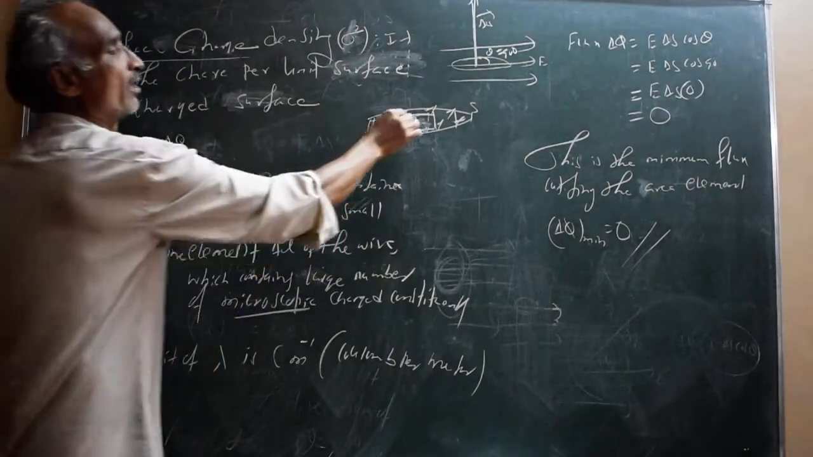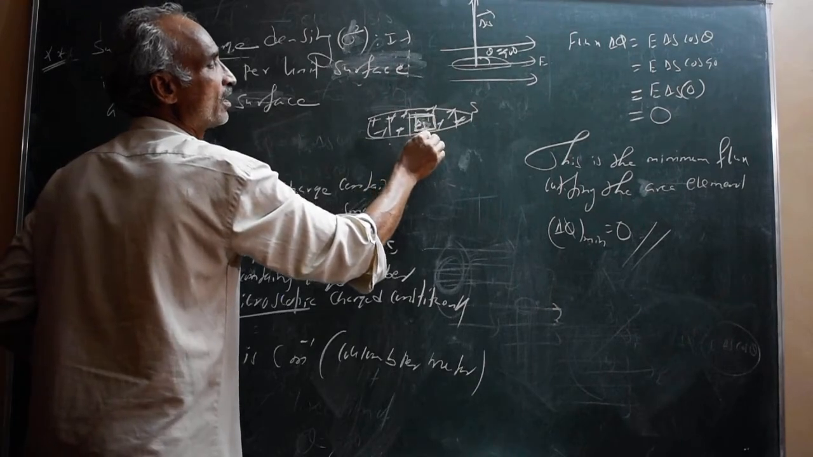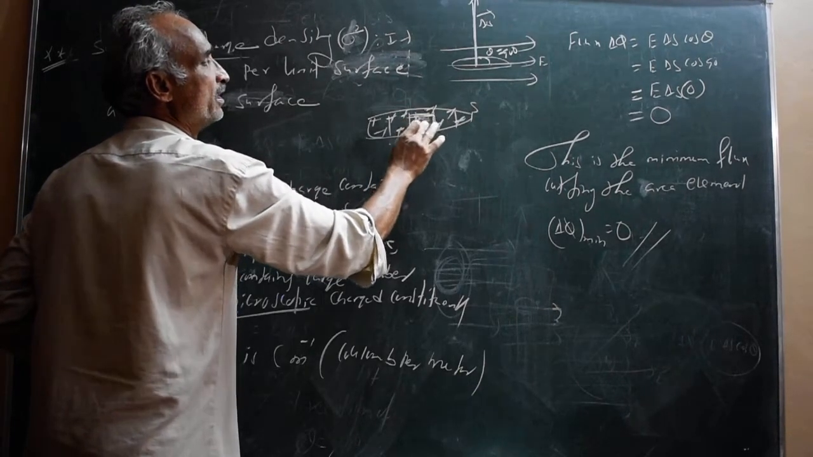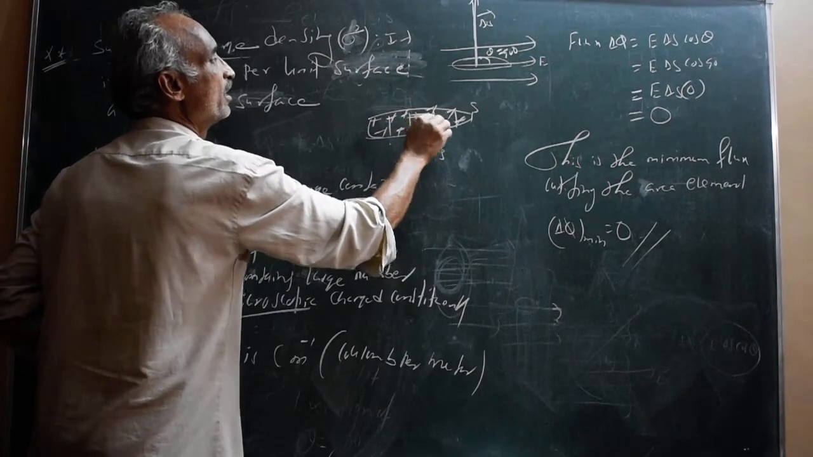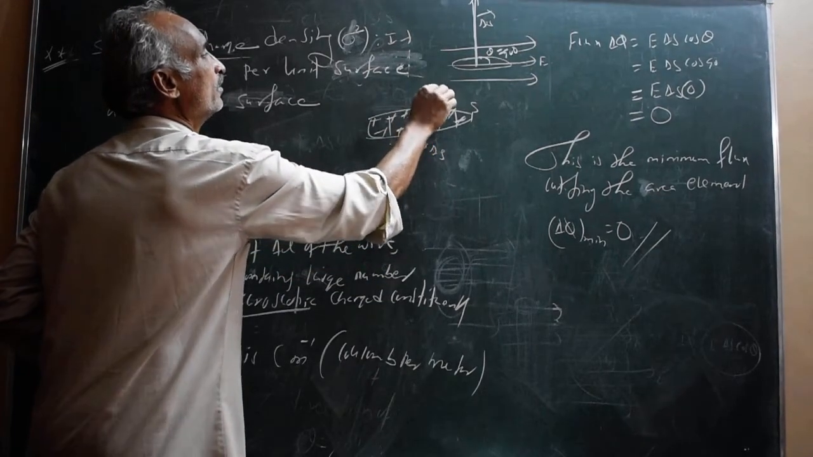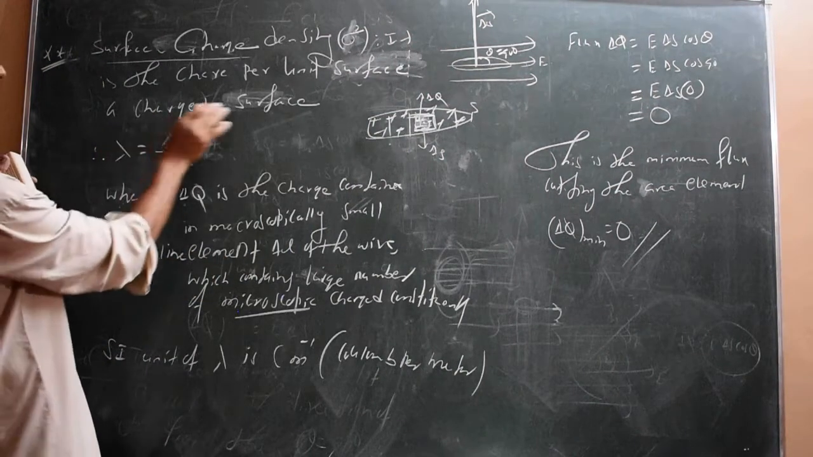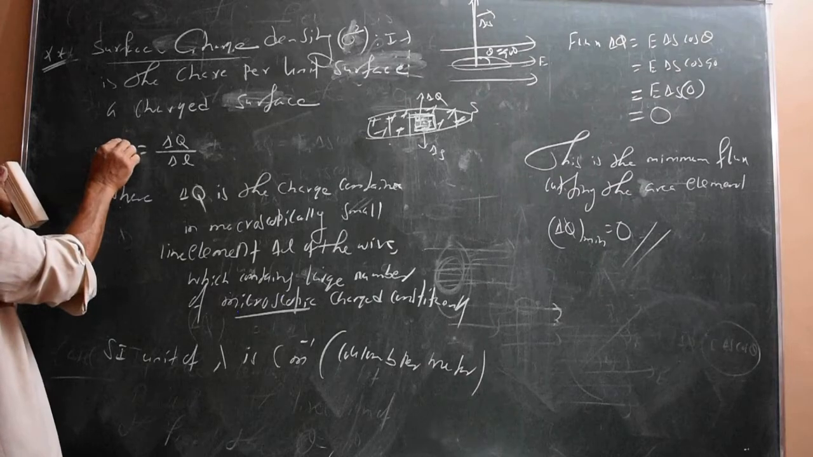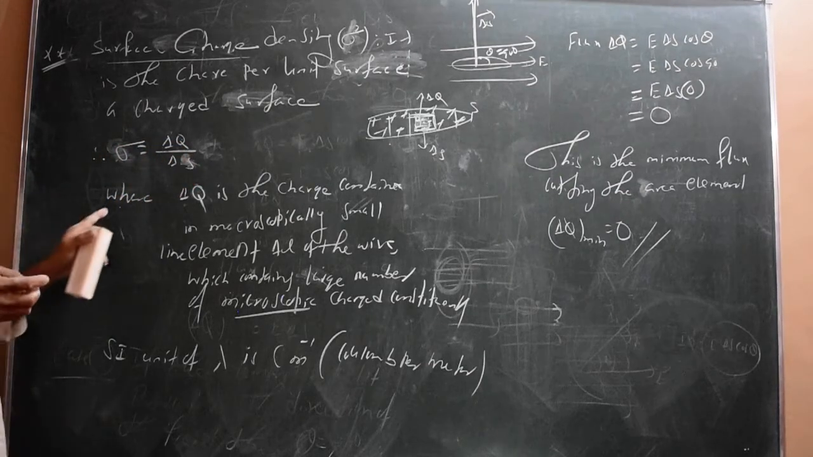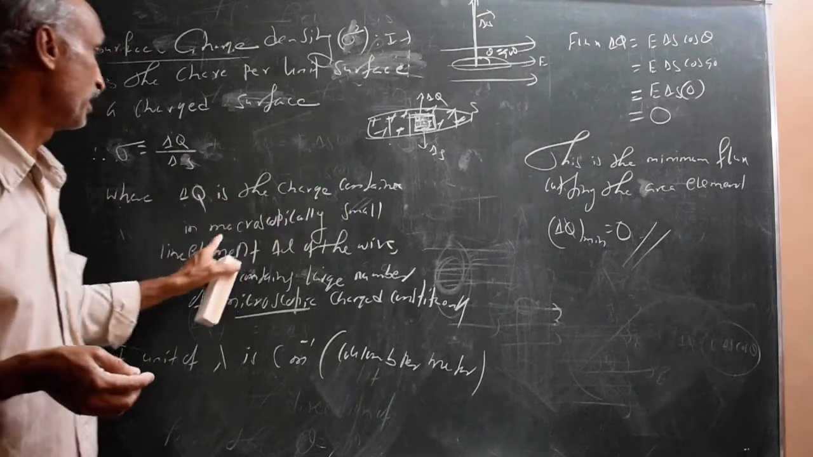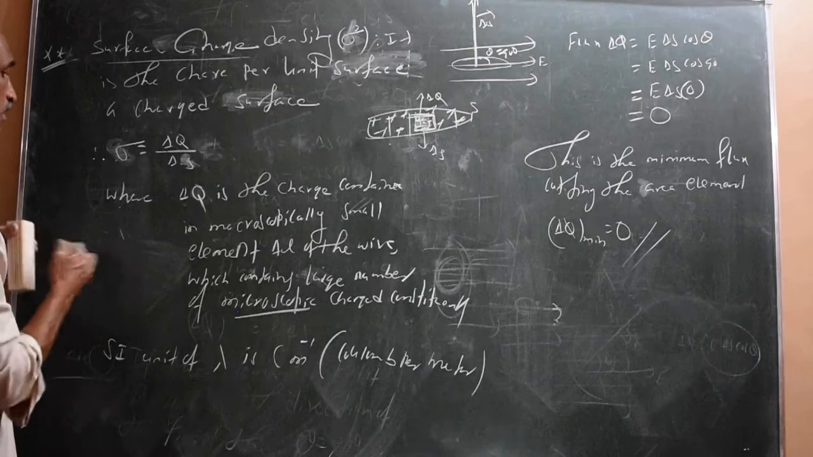I have taken a charged surface element here. This is delta S. It contains the charge delta Q. Then the surface charge density is denoted by the symbol sigma. Sigma is delta Q upon delta S, where delta Q is the charge contained in a microscopically small surface element.